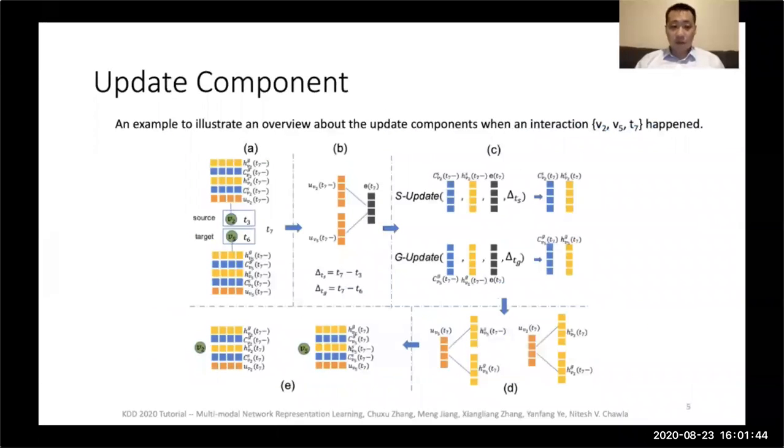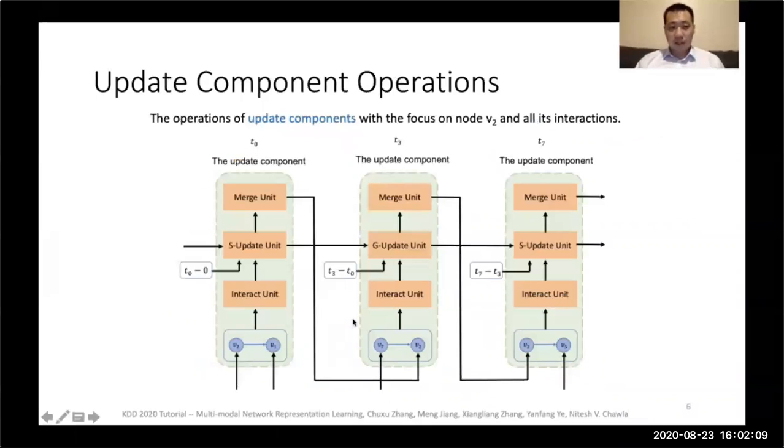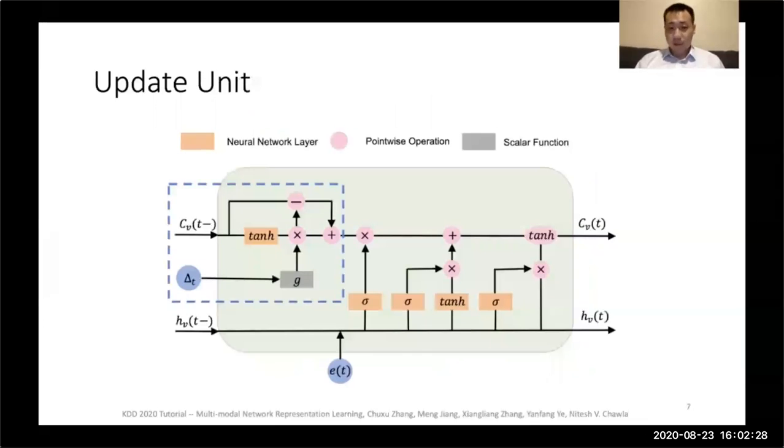For each type of component, they have a novel design. Here is the procedure of the update component: finding the very recent status of the nodes in the new interaction, then performing an update there, and eventually concatenating them for making the prediction of the new interaction. This is the operation on the update component. For each timestamp, they have the merge unit, the update unit, and the interact unit to process the updates. If you are interested in the details of this operation, please read their paper in SIGIR 2020. And this is the update unit.